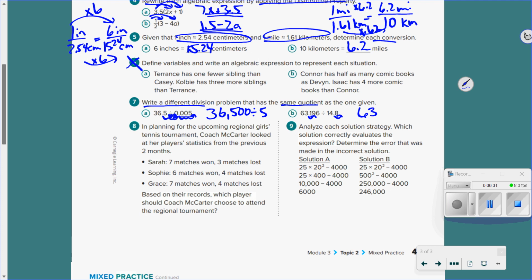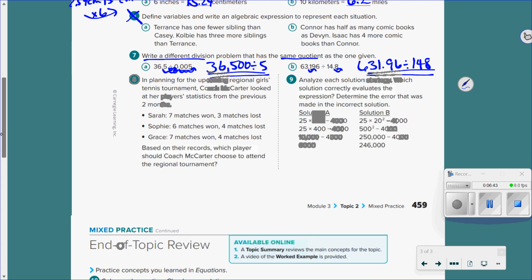Number 8. In planning for the upcoming regional girls tournament, they looked at her player statistics from the previous 2 months. Sarah, Sophie, and Grace are all given. Based on the records, which player should they choose to attend the tournament? So this is really just kind of a logic one, right? So if I've got 2 people that both won 7, but she only lost 3 and she lost 4, who should I send? Sarah or Gracie? Sarah. So I now know Sarah beat Gracie, so she's out.